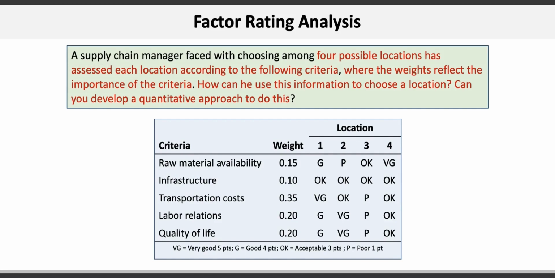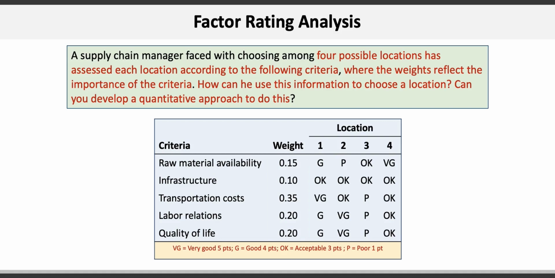In this problem, a supply chain manager is faced with choosing among four possible locations and has assessed each location according to specific criteria where the weights reflect the importance of the criteria. The criteria include raw materials, infrastructure, transportation costs, labor relations, and quality of life. The weights of each criteria range between 0.10 and 0.35. The scoring scale used ranges from P for poor, worth 1 point, up to very good, or VG, with a value of 5 points. The question is simple.